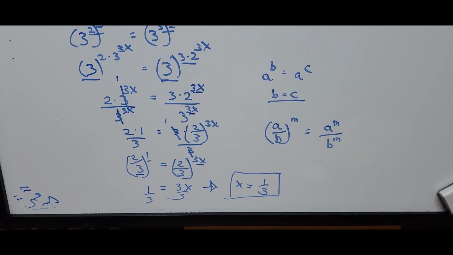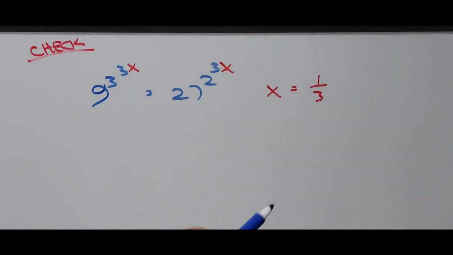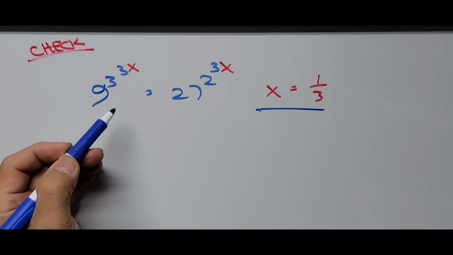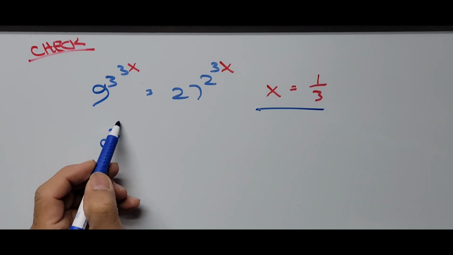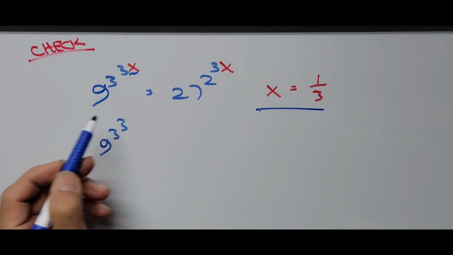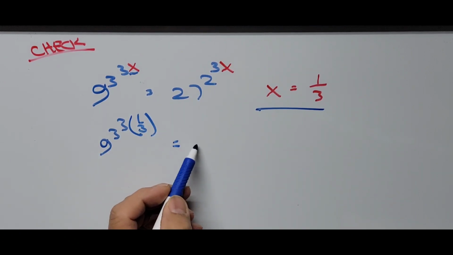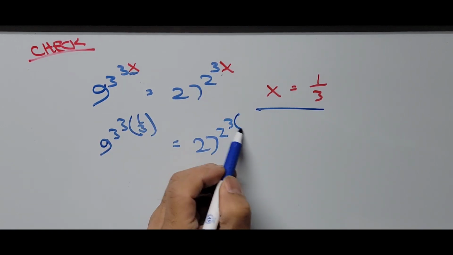If we were to check our answer, we substitute the value of x into the original equation. So let's find that out. So 9 to the power of 3 to the power of 3 times x, where x is 1/3, so that's 3 times 1/3. And the right side, 27 to the power of 2 to the power of 3 times x, again that's 1/3.